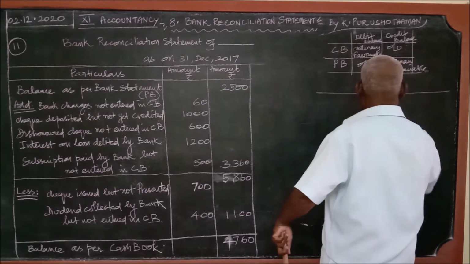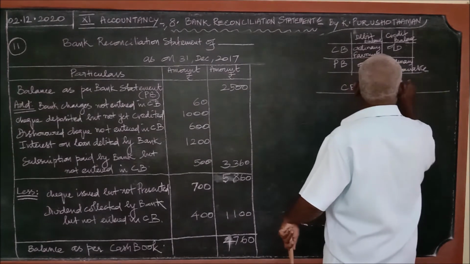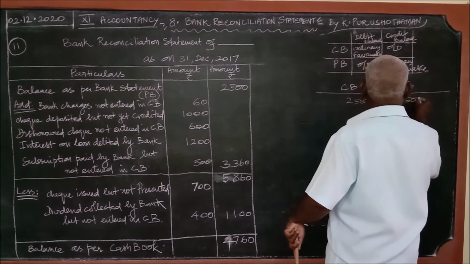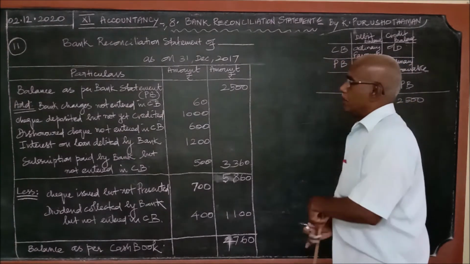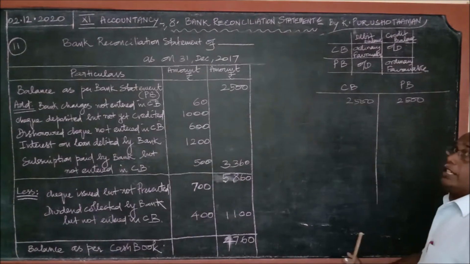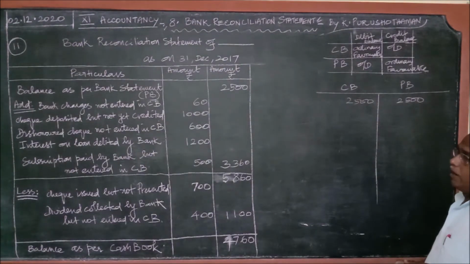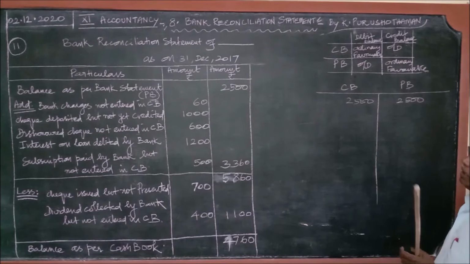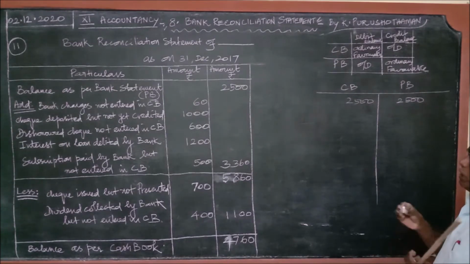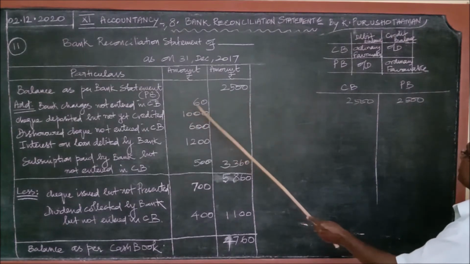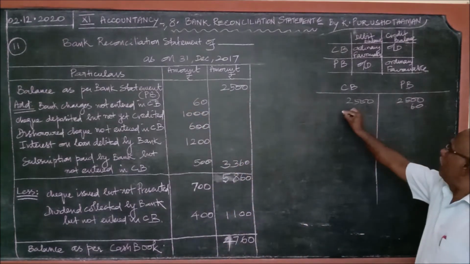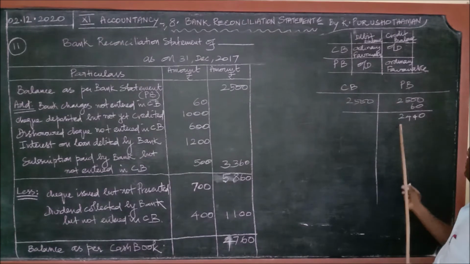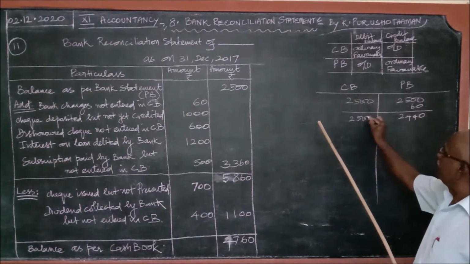What is it? Cash book, passbook. The balance is 2,500. Here also 2,500 in both equal. Bank charges. Bank charges is taken by the bank itself for it has done some agency function on our behalf. For doing a job on our behalf the bank takes the amount, and it is called bank charges, that is 60 rupees. The bank will take this. So what happens? The balance here will be reduced to 2,440, but in the cash book it is 2,500.